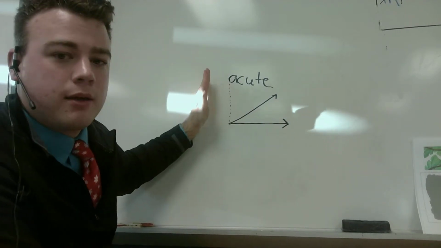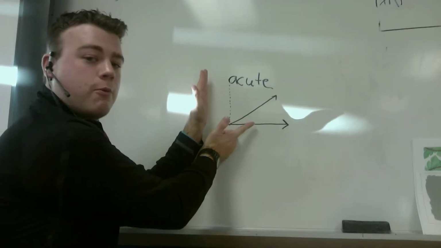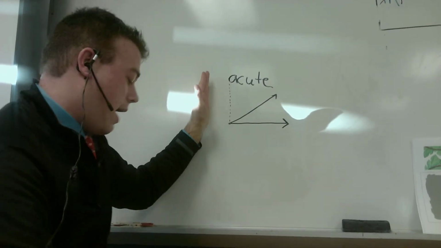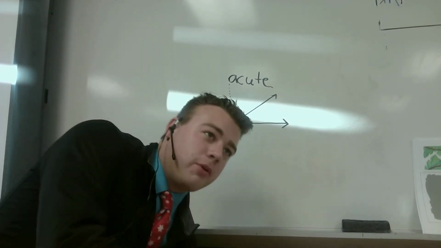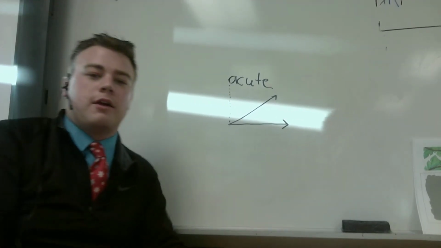A good way to remember this, and I remember my teachers telling me this, and I think it's still a good way to remember. You have to think of a cute little baby. An acute angle is smaller than a right angle, so it's cute, acute angle. So that's a good way to think about it.